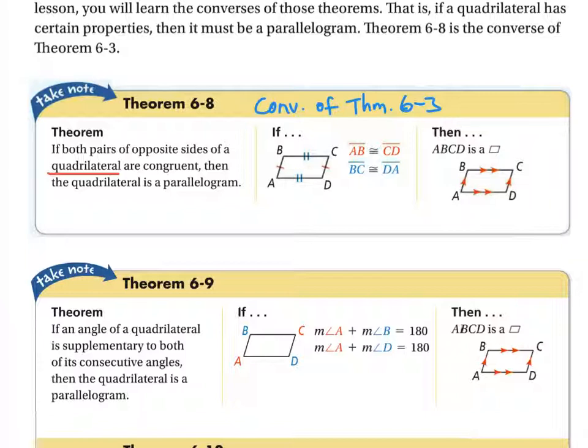Remember converses from way back when? Right? We had if-then statements, which, by the way, all of our theorems we talk about in this class are always given to us as if-then statements. They're called conditional statements, if you remember. Well, the converse is where you simply switch the if and the then. Okay, so this is the converse of Theorem 6-3.